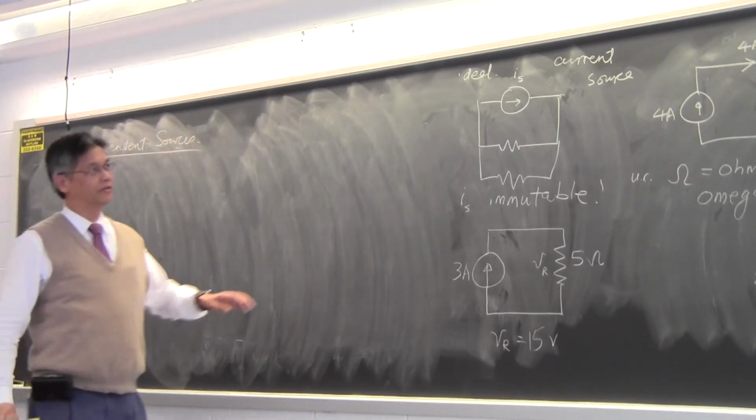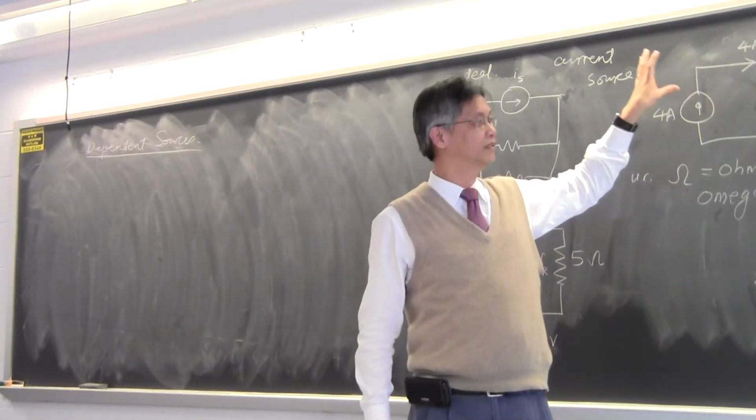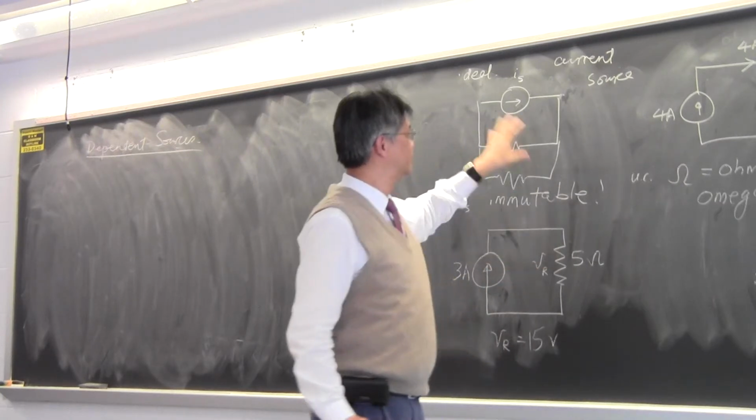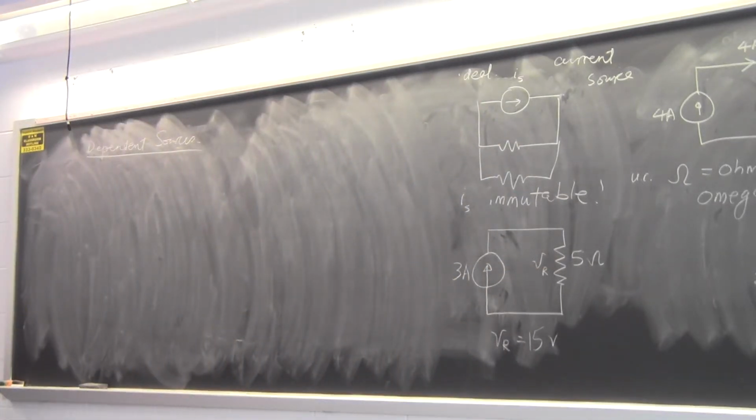These are called independent sources because they stand alone. Nothing can change them. They're immutable. You try your best to change them, they won't change. Okay, they're very stubborn. But then there are other kinds of sources that depend on other things, and those are called dependent sources.